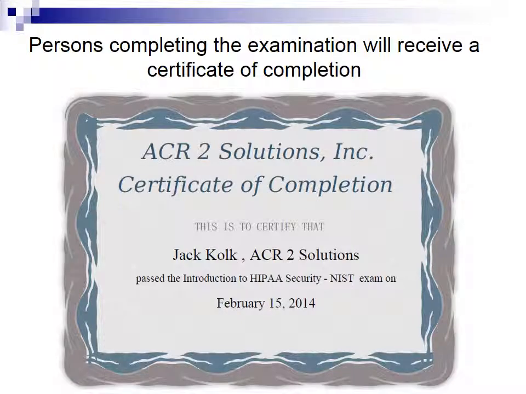After completing the exam, you will receive a certificate of completion showing that you have met the annual HIPAA Security Awareness Training requirement.